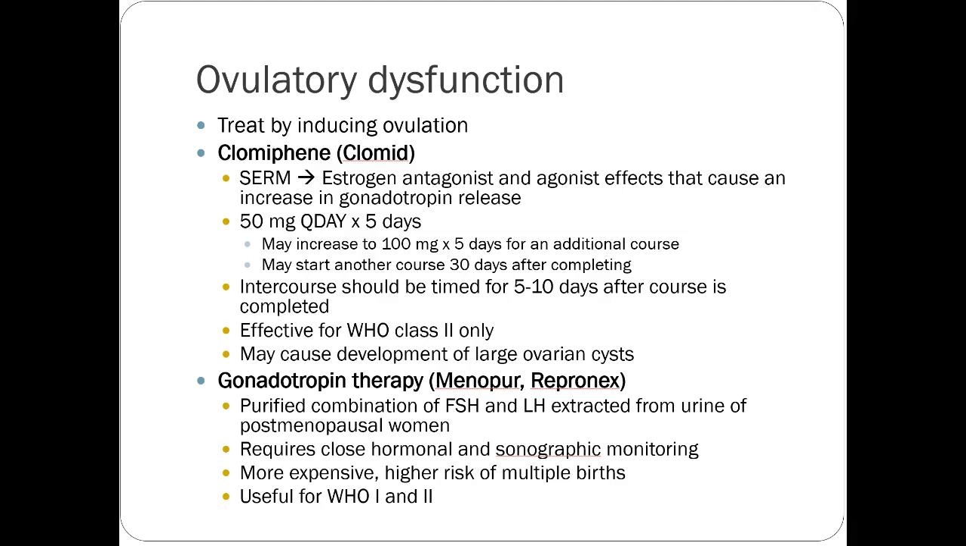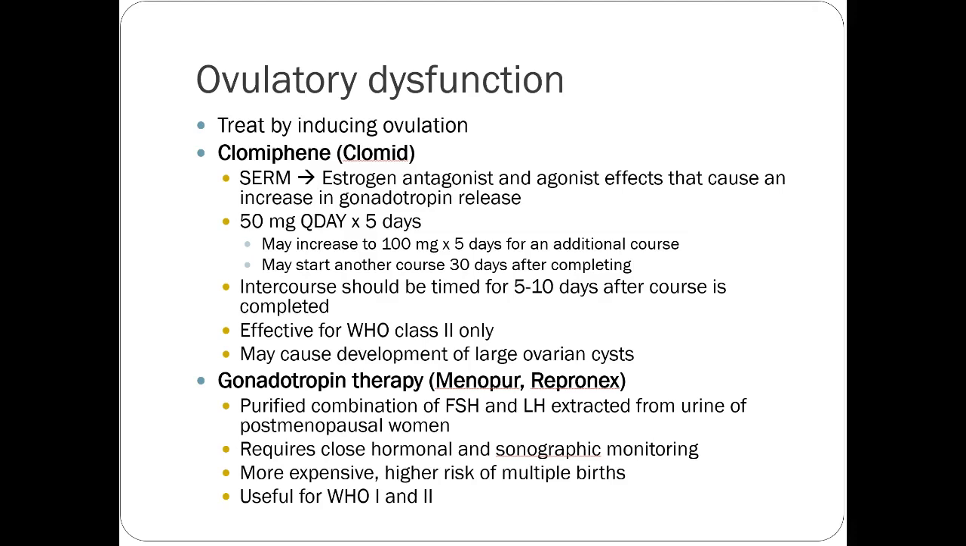Its estrogen antagonist and agonist effects end up causing an increase in gonadotropin release, like a surge in luteinizing hormone and follicle stimulating hormone. So you do 50 milligrams once daily for 5 days. If that doesn't produce ovulation, you can try again with 100 milligrams for 5 days for an additional course. You may start another course 30 days after completing the first one. So you can reuse clomiphene.